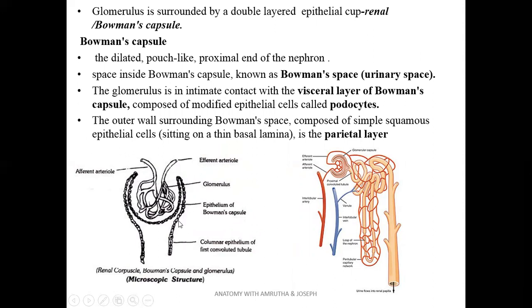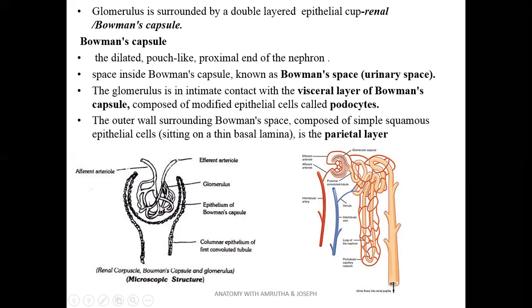So this structure is called Bowman's capsule. Bowman's capsule is a dilated proximal end of the nephron. The space between the inner layer and the outer layer is called a urinary space.